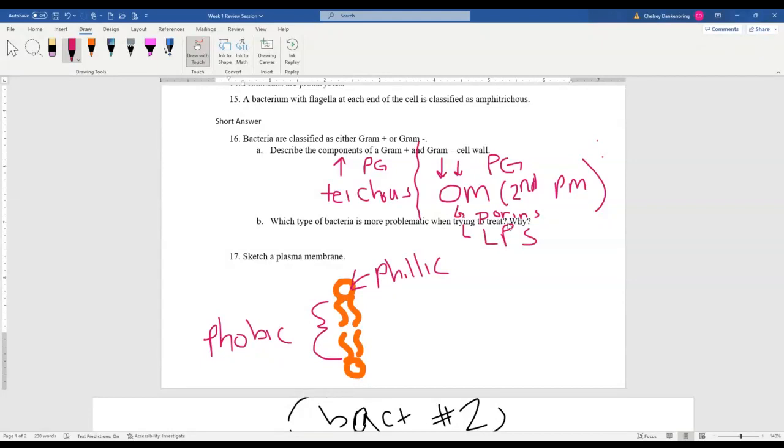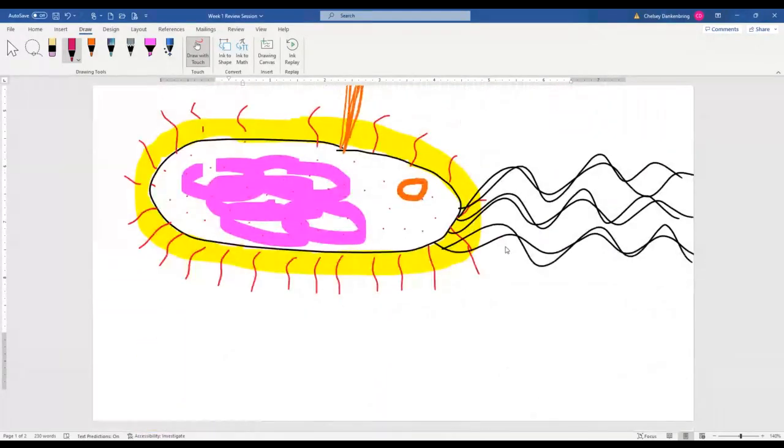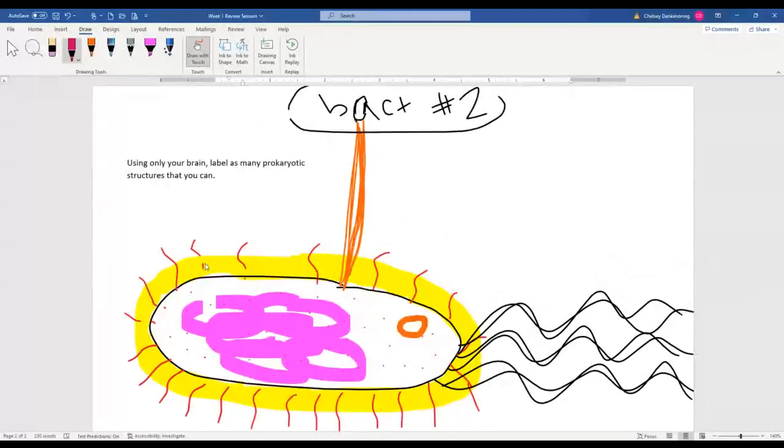We okay with the plasma membrane? All right, so if you need to go, please feel free to hop off. I'm going to go through this relatively quickly.